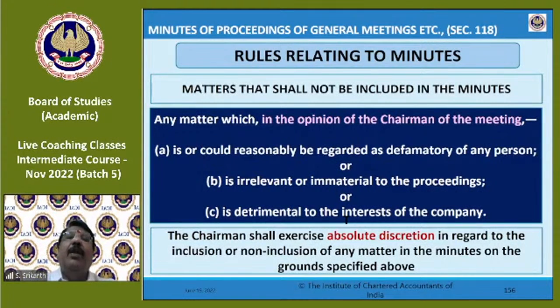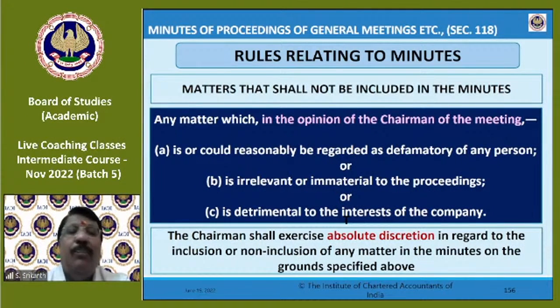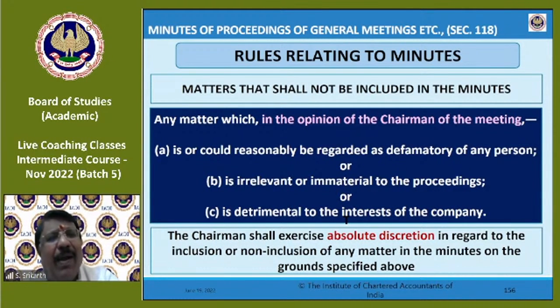Matters that shall not be included in the minutes. Now, we saw earlier that the chairman of a meeting has a lot of power. He can decide how a meeting is conducted. In the same way, the chairman of the meeting has a lot of say in deciding what goes into the minutes and what does not. Okay? Now, the chairman decides what goes in, what doesn't go. But for that, the guidance is given. Any matter which in the opinion of the chairman of the meeting is or could reasonably be regarded as defamatory of any person.